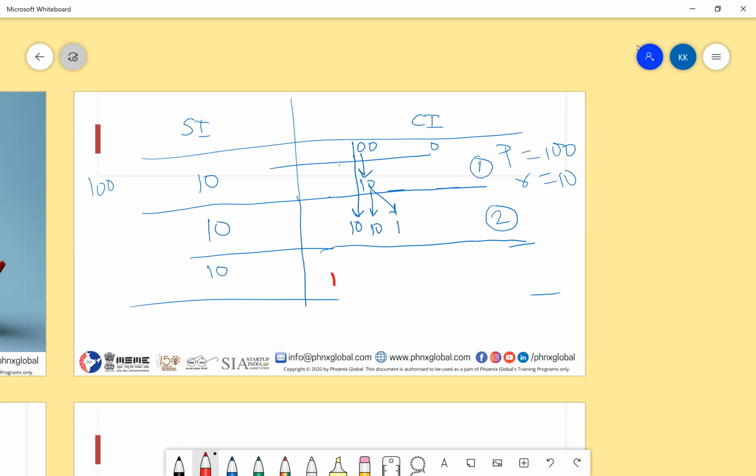Now what will happen here? There will be 10 rupees coming from 100. This 10 will carry forward. We'll get this 10 ka interest as 1 rupee. This 10 will carry forward. We'll get 1 rupee as the interest of this. Now 1 will carry forward here, and we'll get the interest 0.1. This part is clear, guys? Anybody, any doubt?